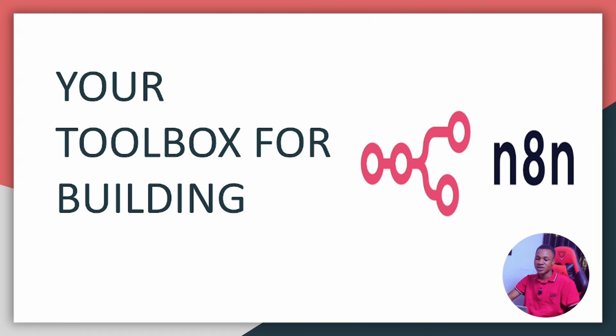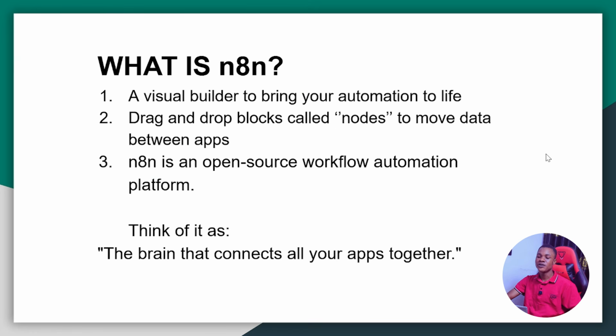So in this course, you're going to be using a toolbox that you will use to build all of this, called N8N. Is that okay? N8N is what we are going to be using in building all the chatbots, the workflows, everything we are going to be doing is going to be on N8N. What is N8N? A visual builder that brings your automation to life. It's drag and drop blocks, and it works with what we call nodes that move data between apps. So it's drag and drop like WordPress, for those of you who learned web designing. So there's no coding here at all. Everything is going to be clear information like this.